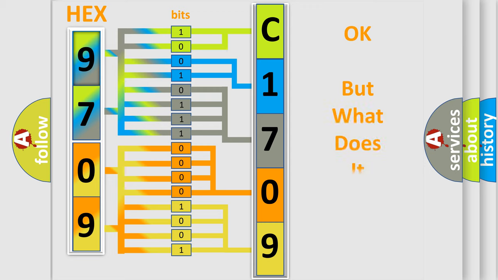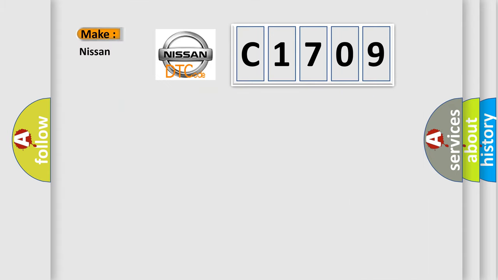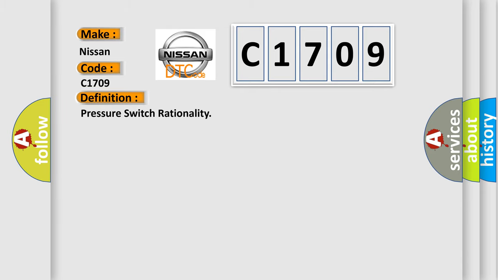The number itself does not make sense to us if we cannot assign information about what it actually expresses. So, what does the Diagnostic Trouble Code C1709 interpret specifically for Nissan car manufacturers? The basic definition is pressure switch rationality. And now this is a short description of this DTC code.